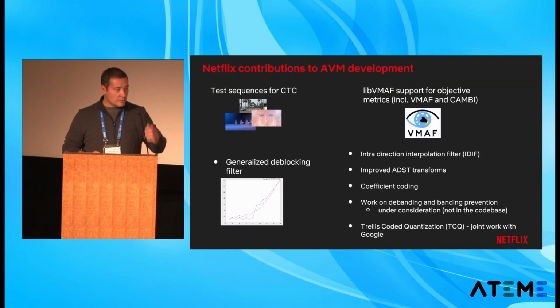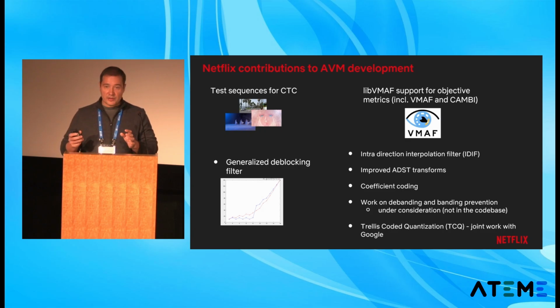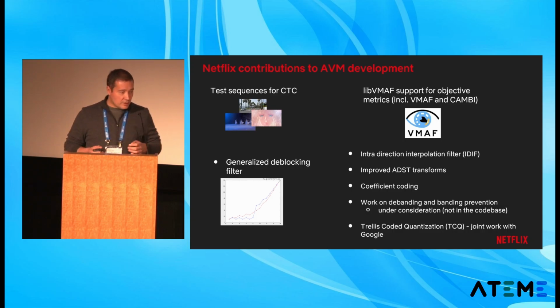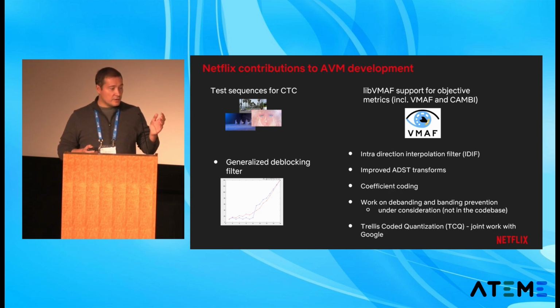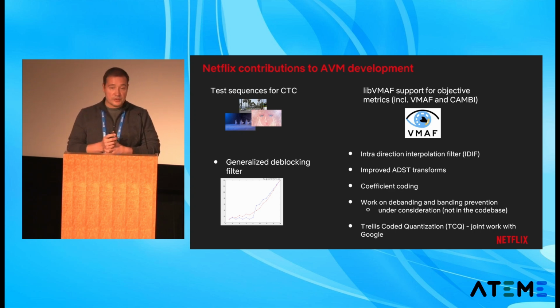So, some Netflix contributions to AVM development: test sequences, support of VMAF and other quality metrics, generalized deblocking filter, intra-direction interpolation filter, improved transforms, coefficient coding. Also, we've done some work on debanding, even though it's still under consideration, and then the trellis-coded quantization, which is joint with Google.